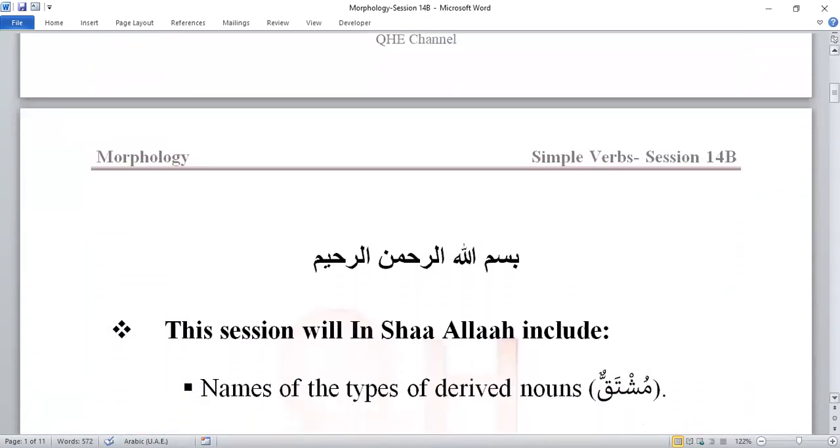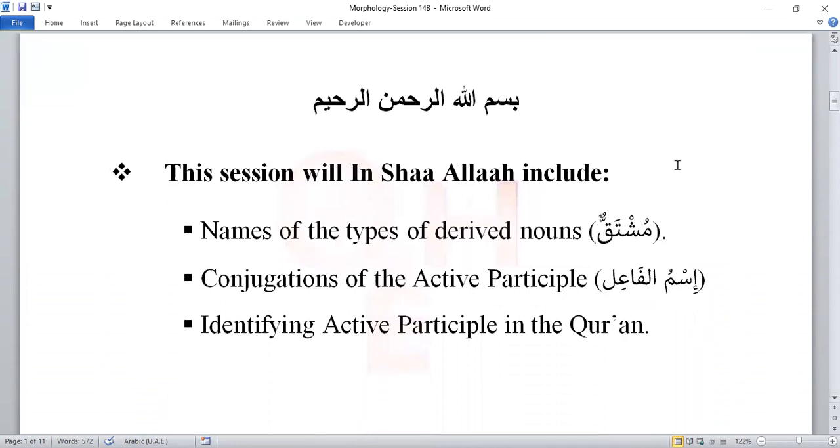Bismillahirrahmanirrahim. Inshallah, today we are going to cover a few things. We are going to look into the names of the types of derived nouns. Derived nouns are called mushtaq. We are going to look into all the conjugations of active participle, ismul fa'il, and we are going to identify active participle in Quran.